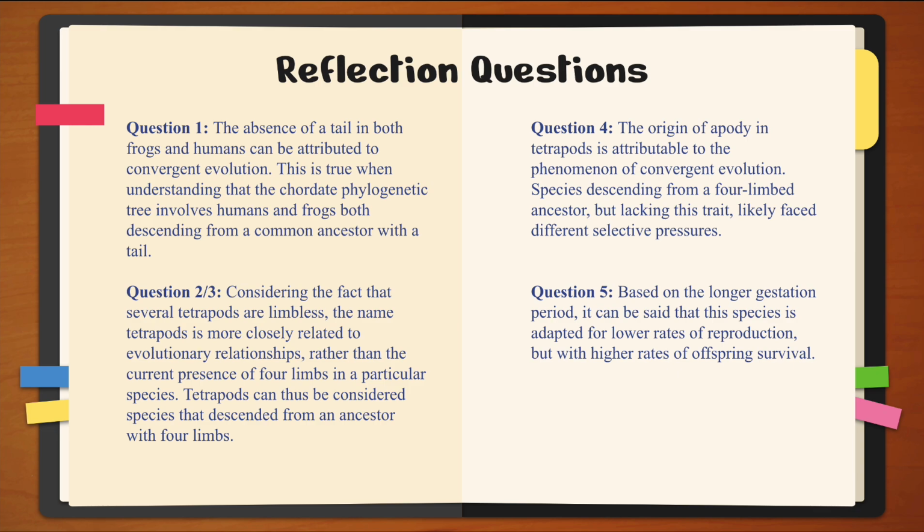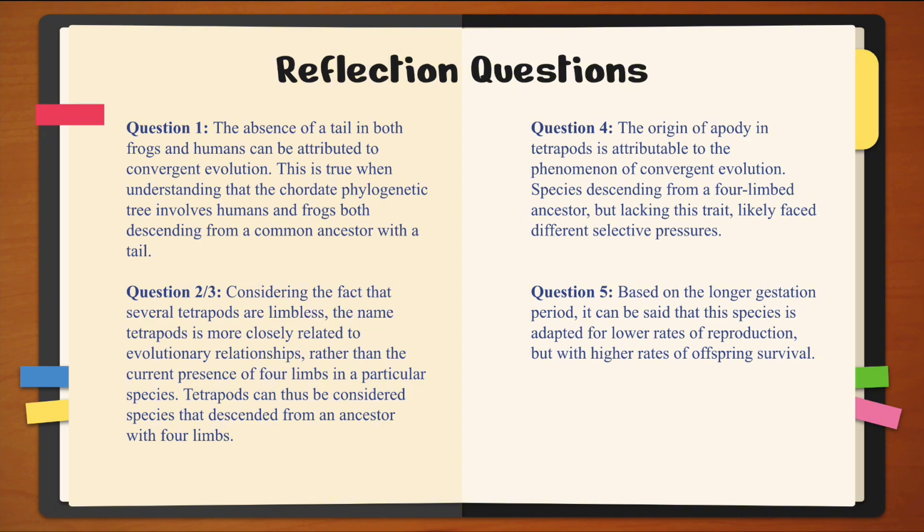For question 1, the absence of a tail in both frogs and humans is attributable to convergent evolution, which is especially true when understanding that the chordate phylogenetic tree involves humans and frogs both descending from a common ancestor with a tail. For questions 2 and 3, which are combined, when you consider the fact that several tetrapods are limbless, the name tetrapods is more closely related to evolutionary relationships rather than the current presence of 4 limbs in a particular species. Tetrapods can thus be considered species that descended from an ancestor with 4 limbs.